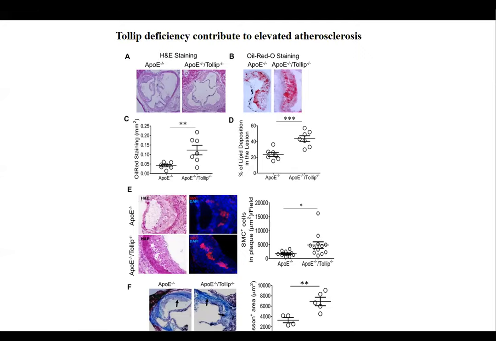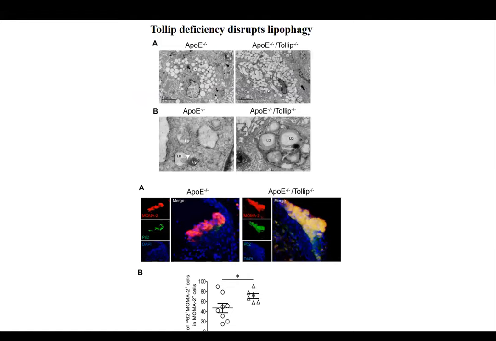If we knock out TOLIP, with either APOE single knockout or APOE TOLIP double knockout mice, we see a drastic increase of the plaques and also of the oil deposition within the plaque. The oil staining areas show a drastic increase in lipid deposition. If we look not only in the aorta, but also in the liver, we see massive infiltration, massive accumulation of lipid droplets.